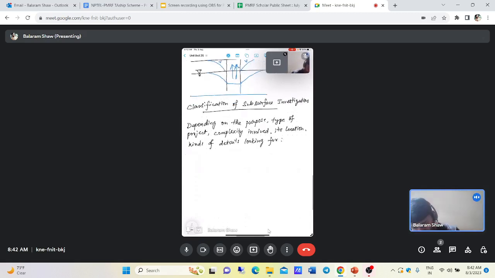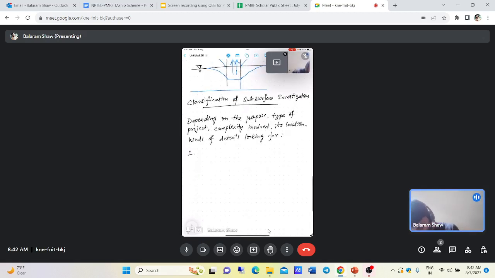So what all classifications are there? First one, as we have seen, investigation of a new project. Let us say we want to create a new mega structure such as dams, nuclear power plants or something. For that we have to investigate several facts. We have to understand all the soil data, plan the depth of foundation, what kind of foundation we are going to use, and several other things, right?